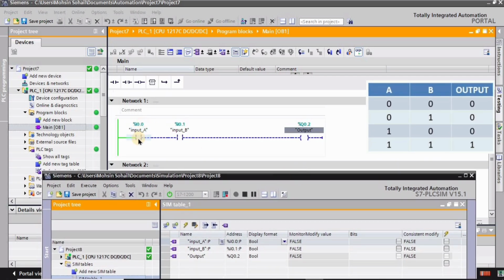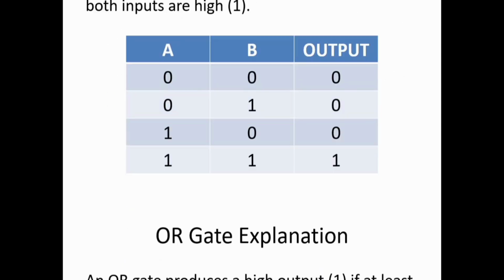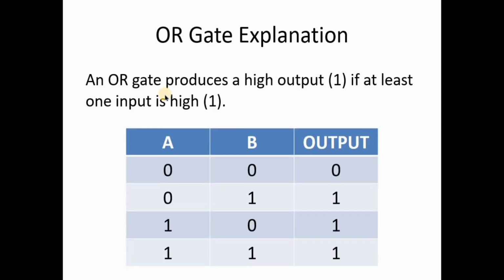So let's verify the logic of the AND gate. We know that the AND gate produces 1 only if both inputs are high, and for the rest of the combination the output will be low. And as soon as I turn on both of the inputs, when both of these are checked, the output will get activated. So this is basically the logic of AND gate. When both inputs are high, the output will be high, and for the rest of the combinations the output will remain 0. So this is about AND gate, and now let's move on to the OR gate.